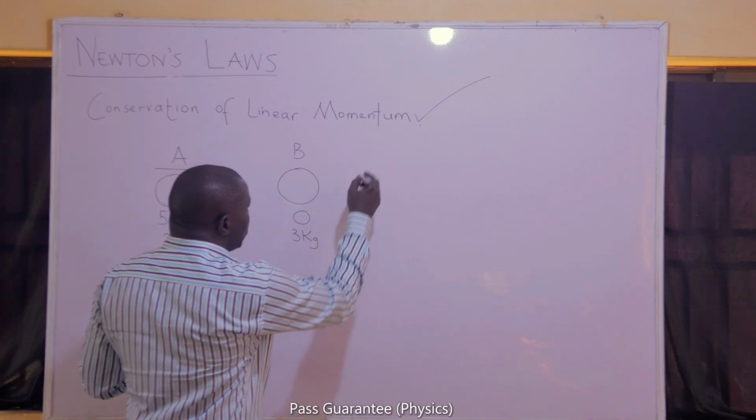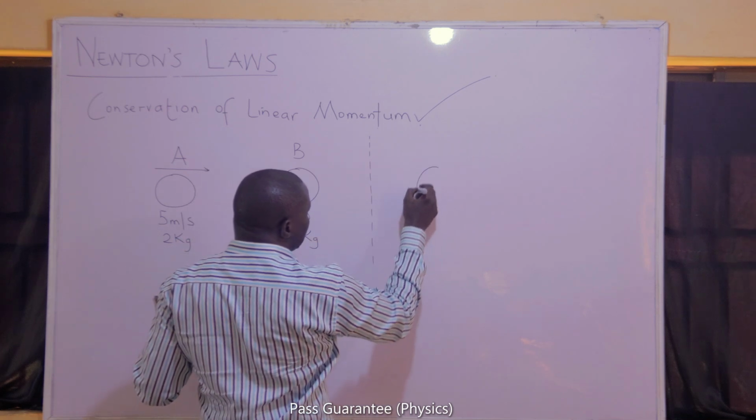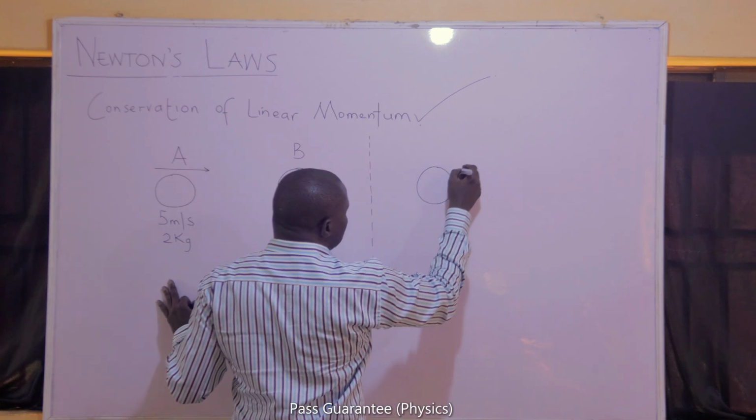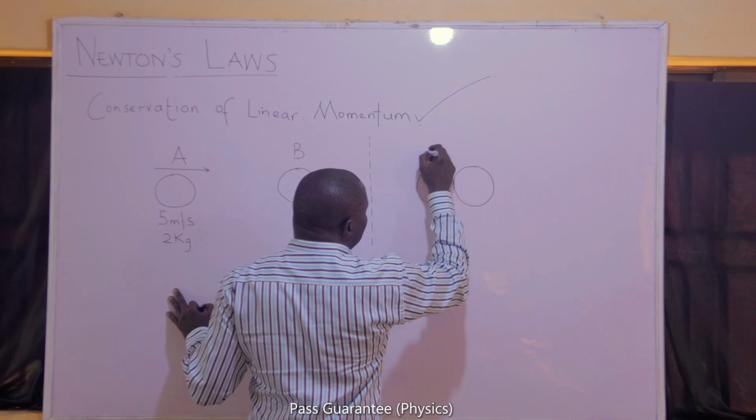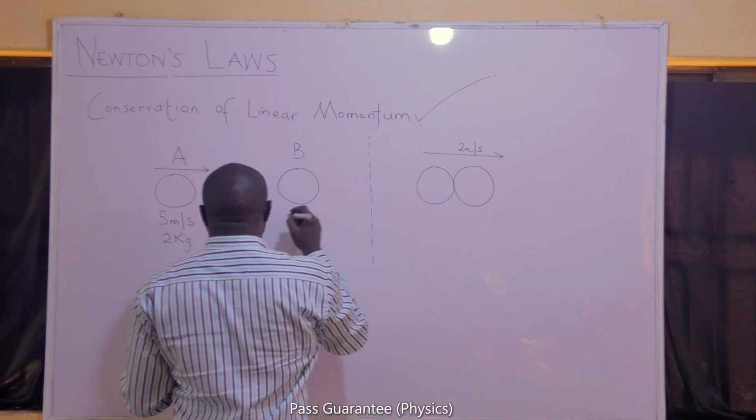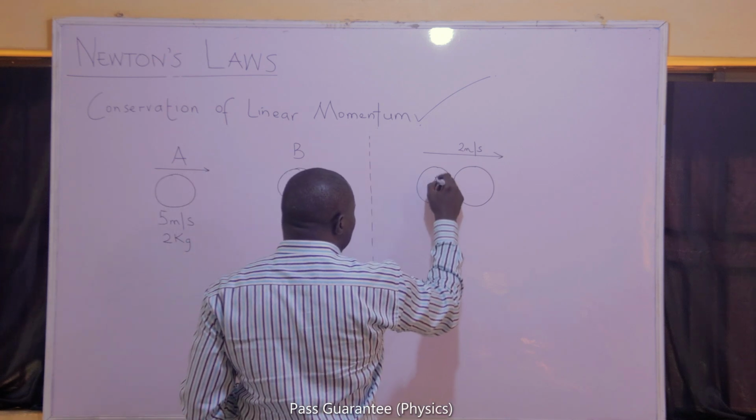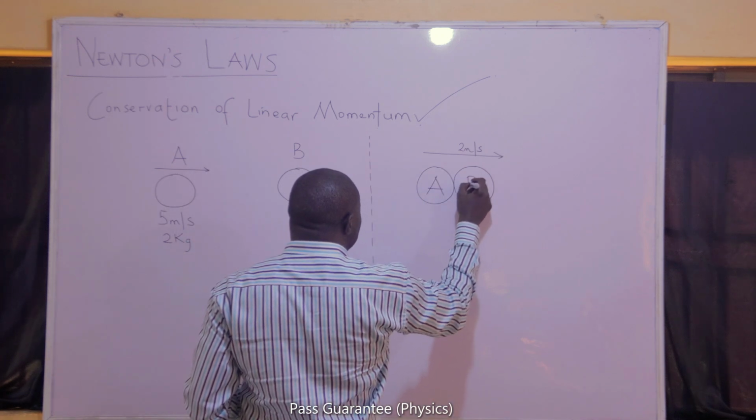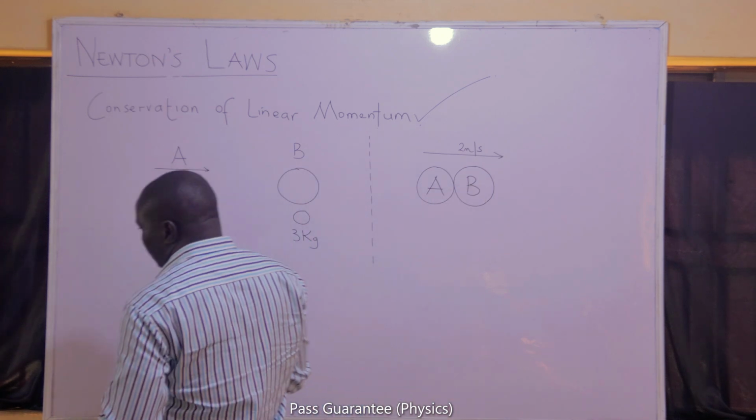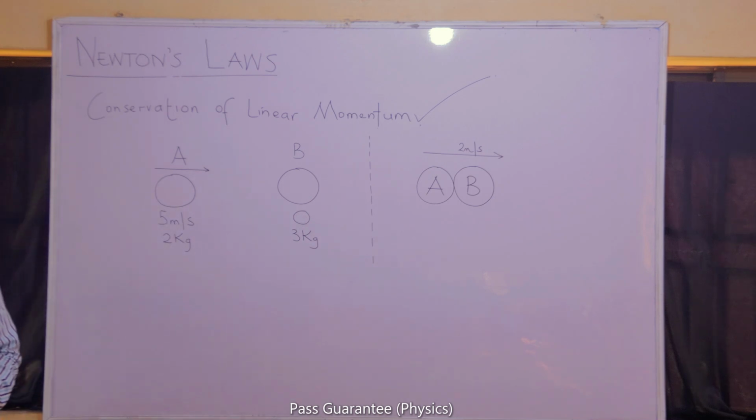This was before collision. After the collision, the two of them now travel on with a velocity of 2 meters per second. This is our trolley A and trolley B, now traveling together after the collision. The first question is a very simple set of questions. There's just a specific reason that I've chosen to take this question.